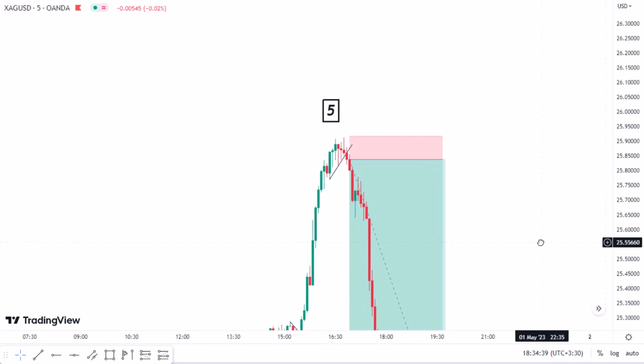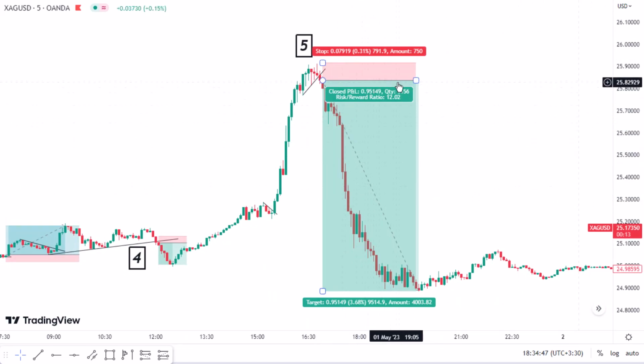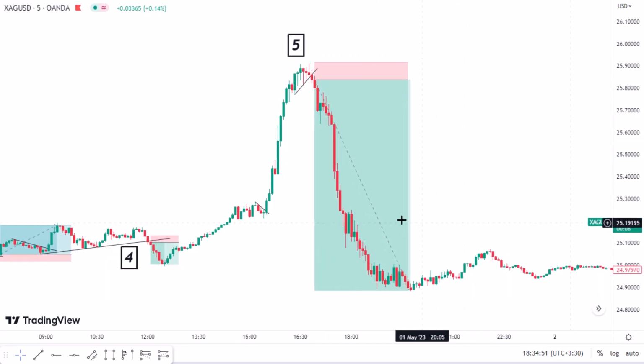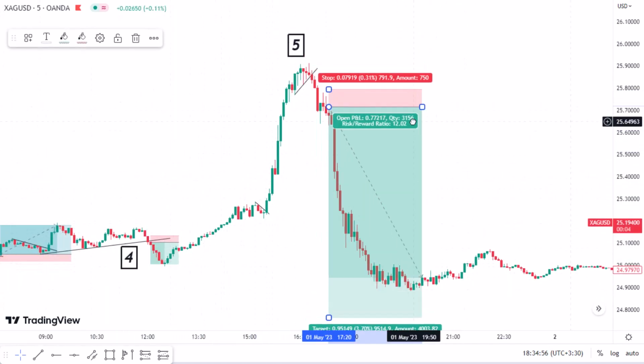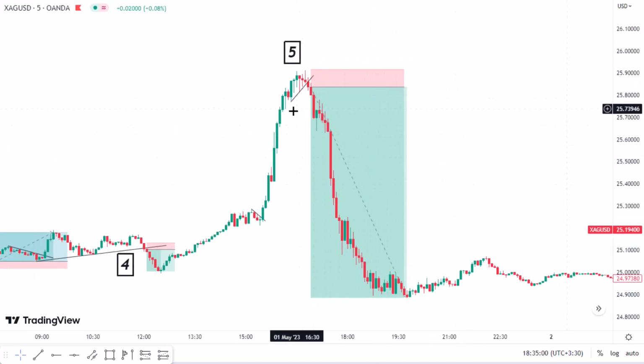So enter a sell position here, put your stop loss above the candles, and it gives us a reward of 12, which is a really fantastic reward. And as I told you in the previous positions, it doesn't mean that we should take all that 12 reward. It means that this position had the potential to give us a reward of 12.